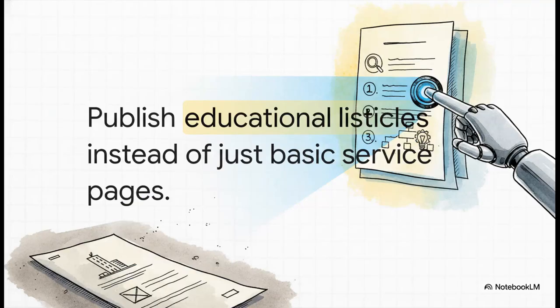Let's make this practical. If you run a memory care facility, a page titled "The 5 Things to Look For in a Memory Care Facility" is going to do significantly more heavy lifting for your AI visibility than a standard Our Services page. Now, obviously, both are necessary for your website, but that educational listicle, that's exactly what the AI algorithms are actively hunting for to build out their knowledge base.